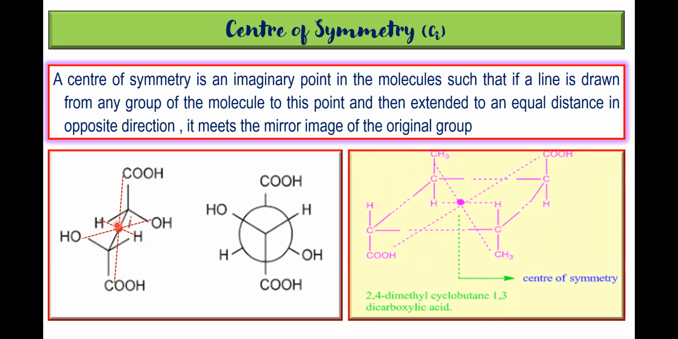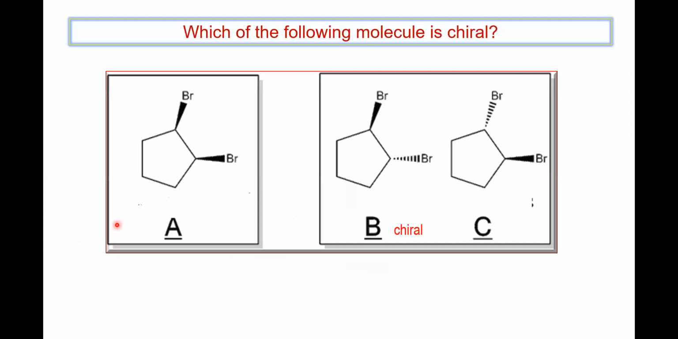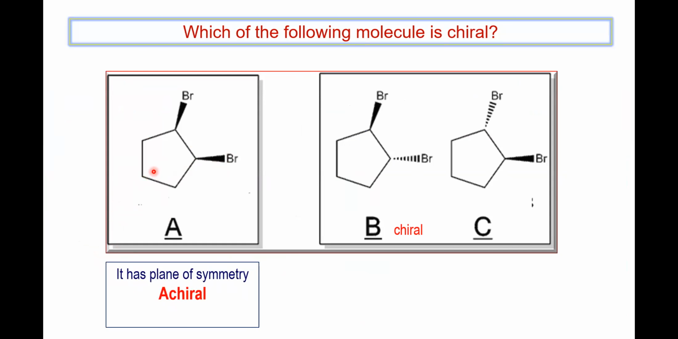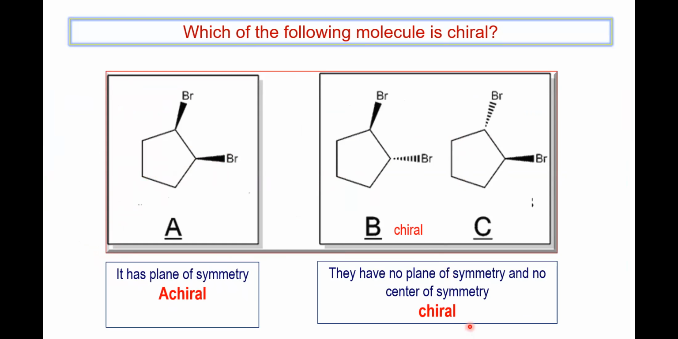Tartaric acid, meso-tartaric acid in staggered conformation. Look here, it has a plane of symmetry. So therefore it is achiral. Here there is no plane of symmetry and also no center of symmetry. Therefore it is chiral.